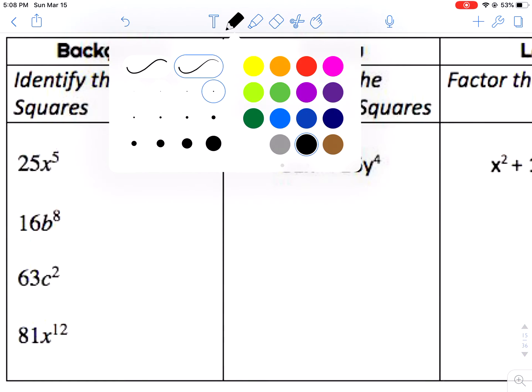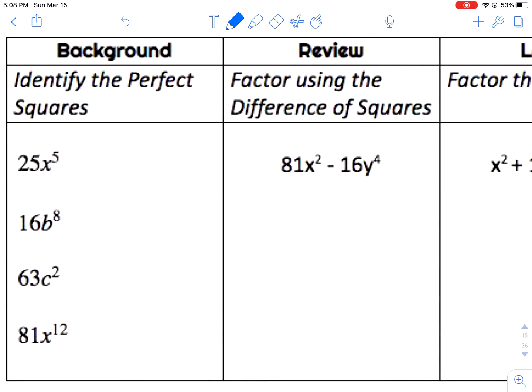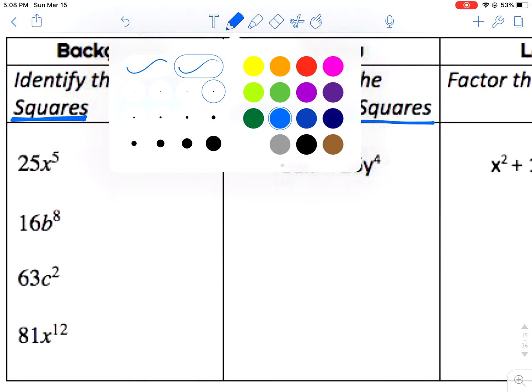So this video is on how to identify perfect squares and then also how to factor using the difference of squares. So the first thing we're going to look at is how to find a perfect square. So you'll remember that the coefficient needs to be a perfect square and then the exponent needs to be even.